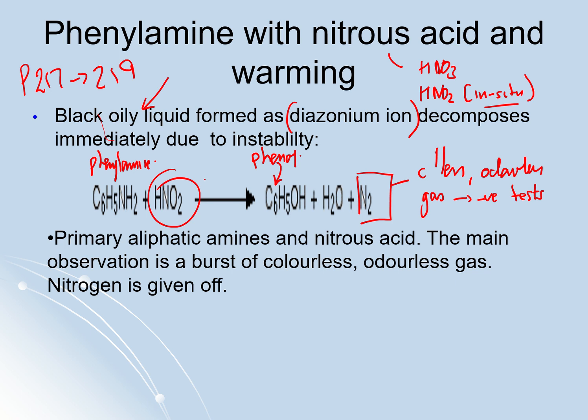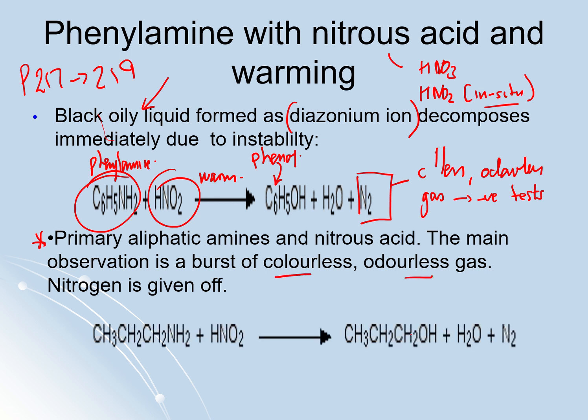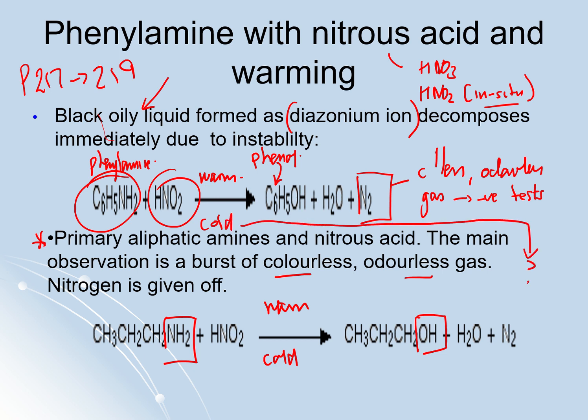I will get a different product when I carry out the reaction of phenylamine with nitrous acid in the cold. We'll look at that in a couple of slides. Primary aliphatic amines will react with nitrous acid, and again the main observation is colourless, odourless nitrogen gas, and again we get the alcohol. Wherever the amine group is, we end up with an alcohol group. No matter what conditions I do this in, whether warm or cold, I get the same product. There is no alternate reaction for aliphatic ones in the cold.